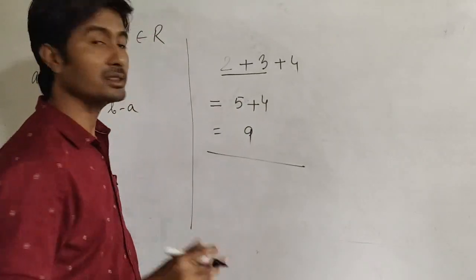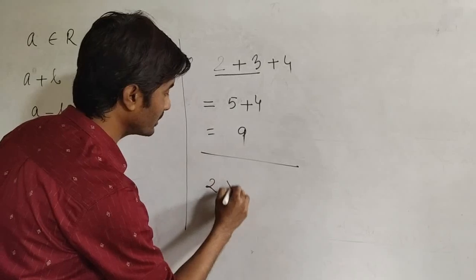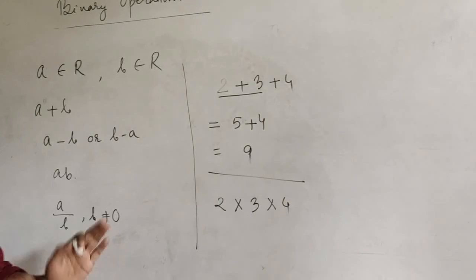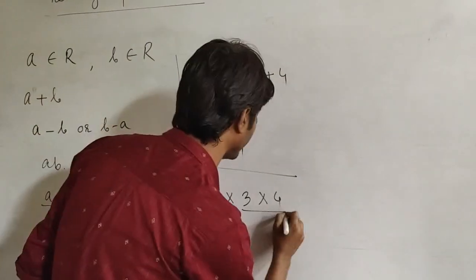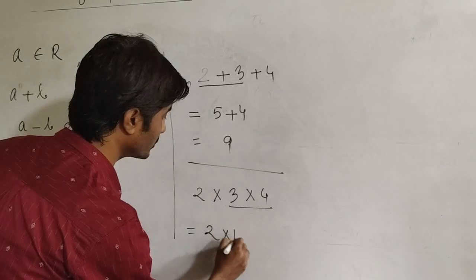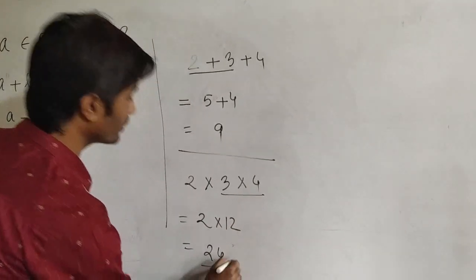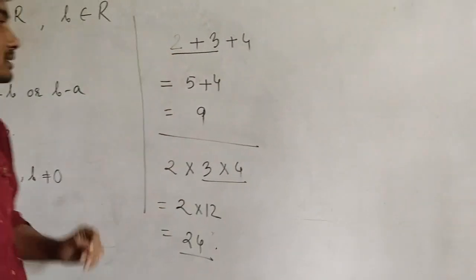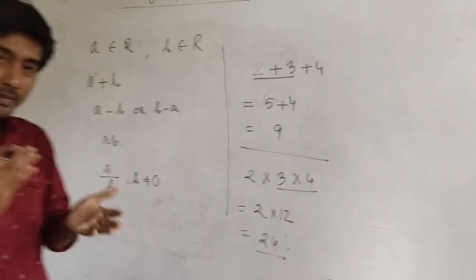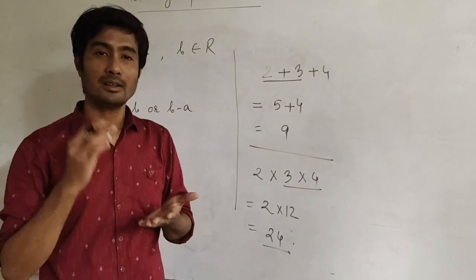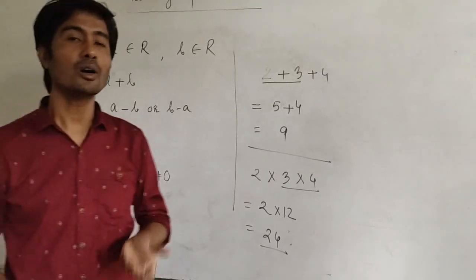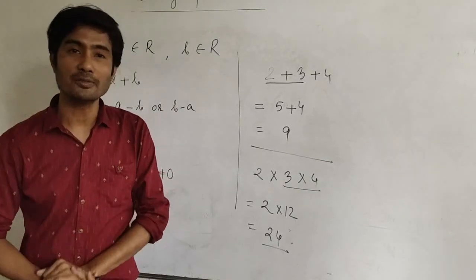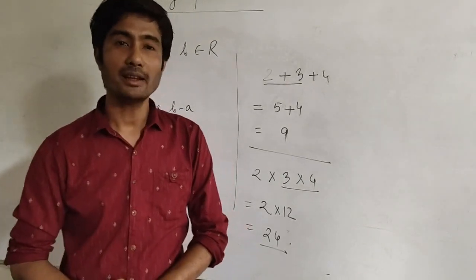Similarly, in case of multiplication, suppose I want to find out 2 into 3 into 4. Here also I need to take two numbers at a time. First, suppose I take 3 into 4, which is 12. Then 2 into 12 is equal to 24. So this is the product of 2, 3 and 4. So from this we notice that these four operations, addition, multiplication, subtraction and division, allow us to operate by taking two numbers only. And since we are taking two numbers at a time, these are referred to as binary operations.